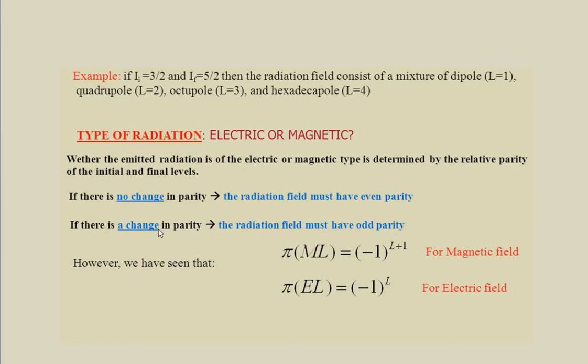So what we discussed is the case where there is no change in parity between initial and final nucleus. Suppose there is a change in parity for initial and final nucleus, say pi_i is plus 3 by 2 to minus 5 by 2, or minus 3 by 2 to plus 5 by 2. If the transition is like that, then there is a change in parity.